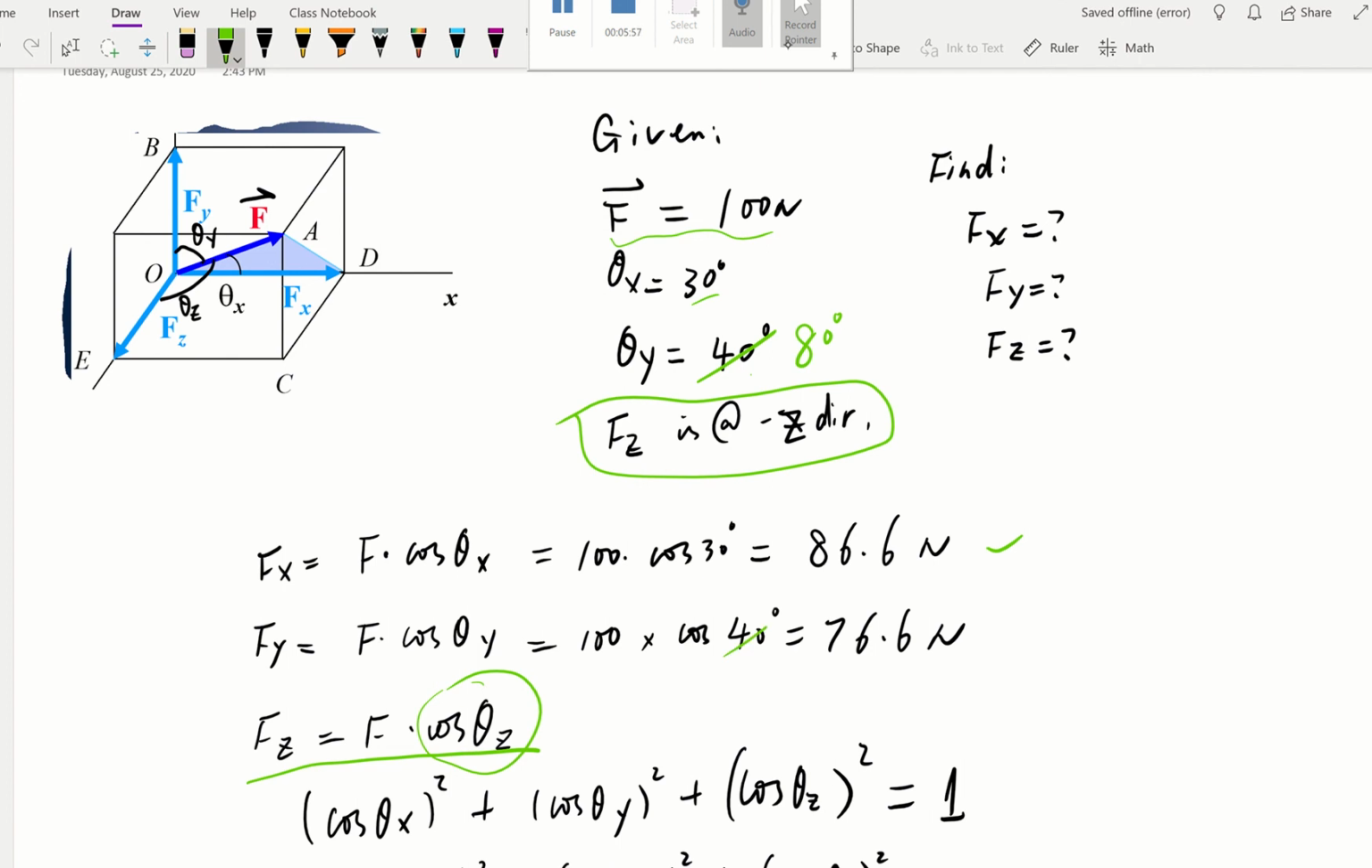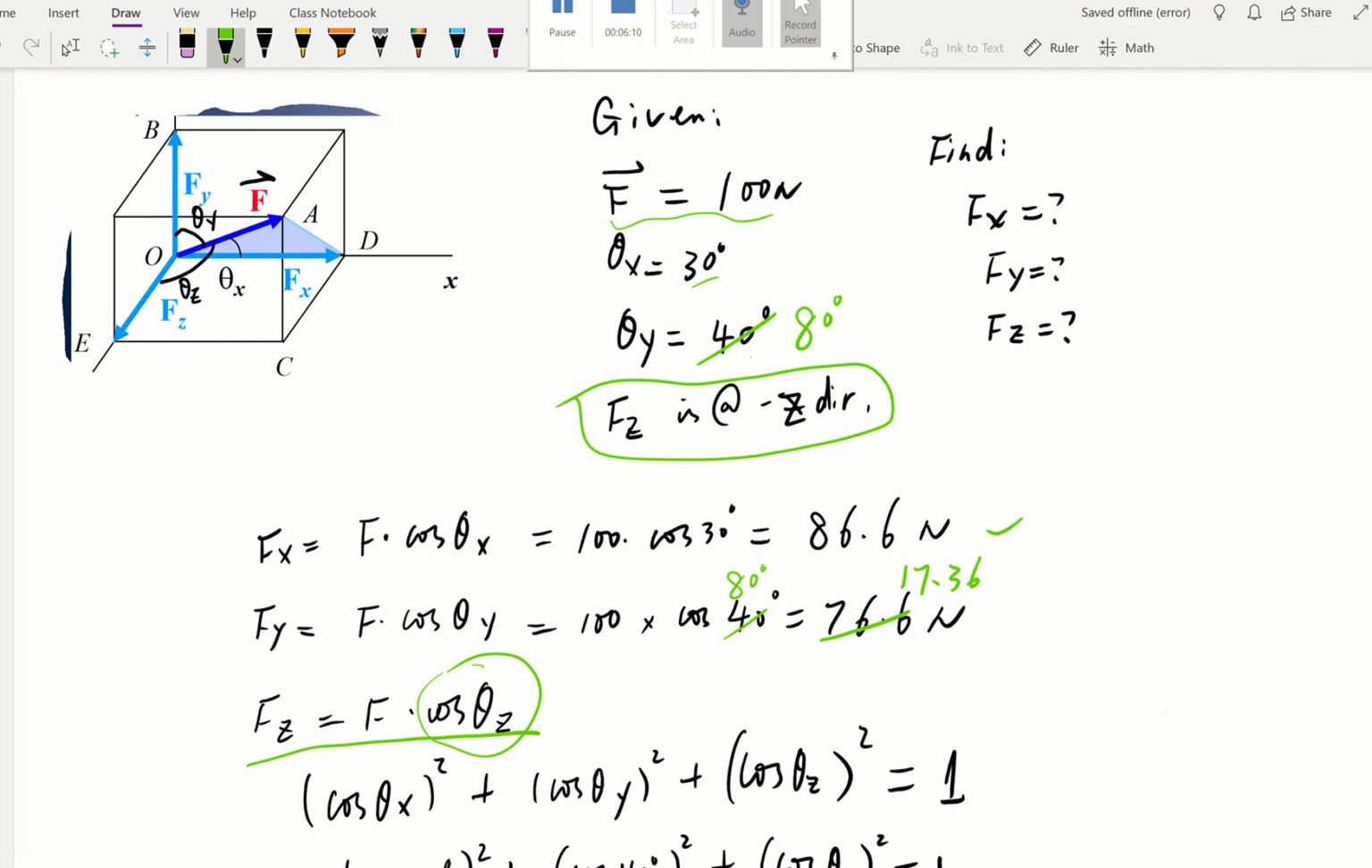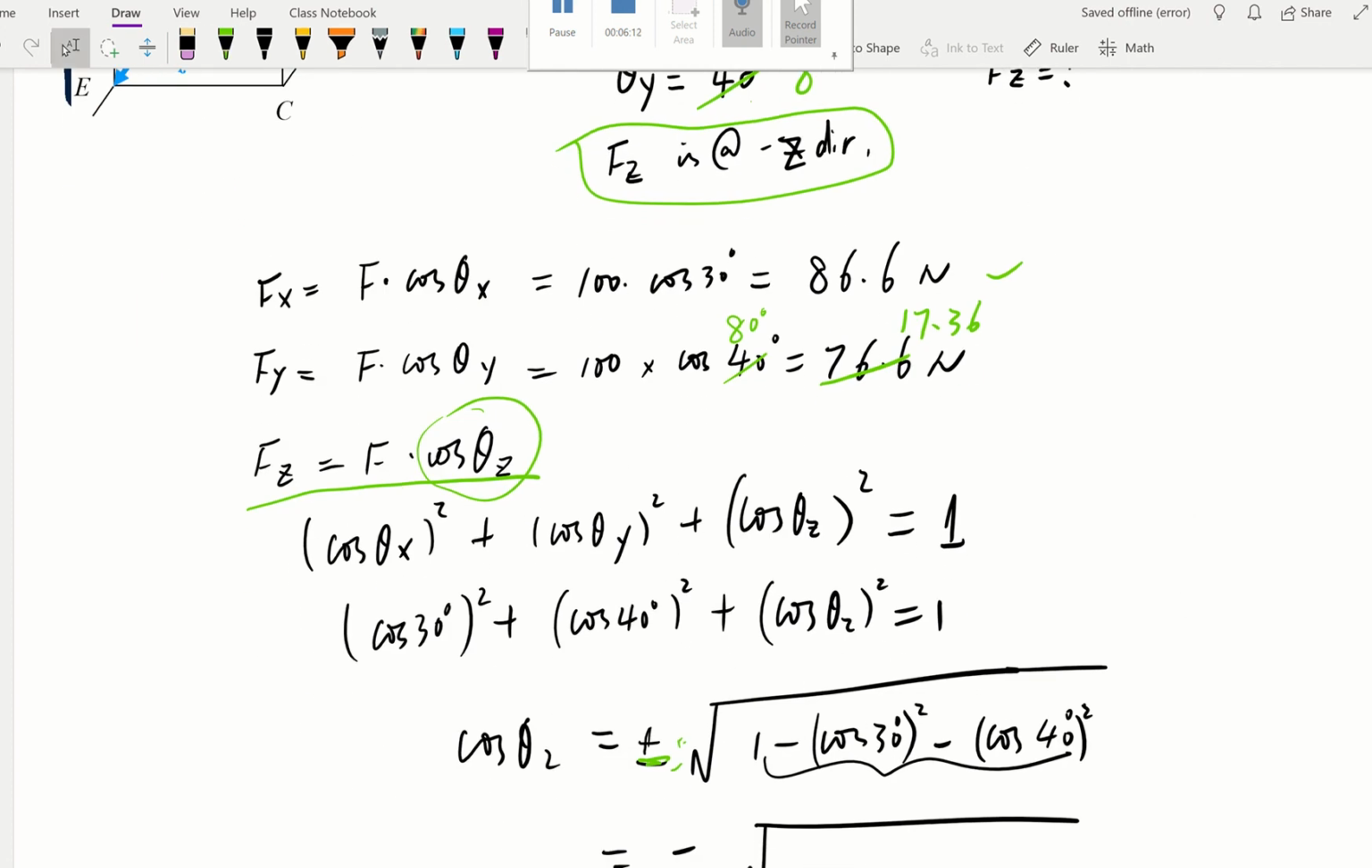But this will be changed, right? So it will be 100 times cosine 80. If we do that, that will give us 17.36 Newton. And how would that change here? We will replace this 40 with 80. And now I think we have an answer for that. If you put it in the calculator now, you are going to have the number worked out.